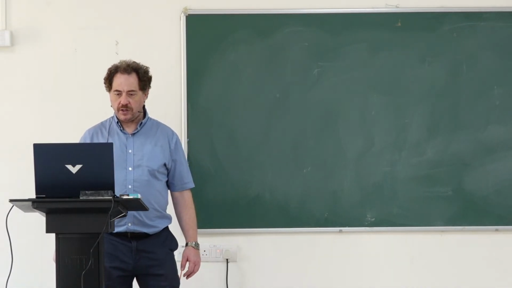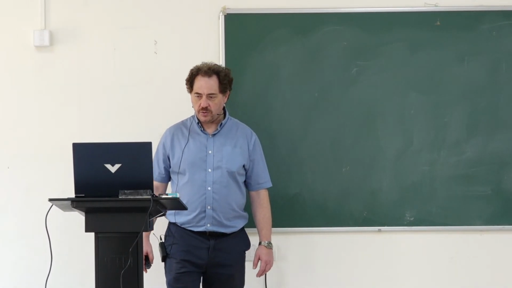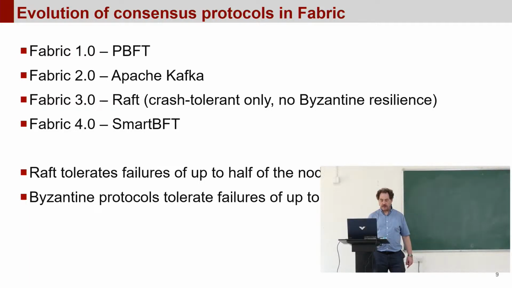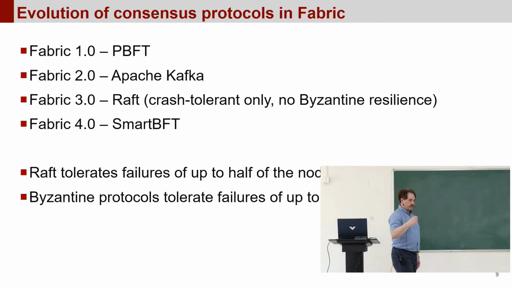Next, I'm going to talk a bit about the evolution of consensus protocols in Fabric, which are used by the orderer. The first version of Fabric used the PBFT protocol, which is one of the most common implementations of the BFT protocols. It's a more complicated extension of Paxos. It was proposed in the 90s by a professor from MIT who later got the Turing Award, Barbara Liskov. Up until today, it's one of the commonly used BFT protocols with the open source implementation and so on.